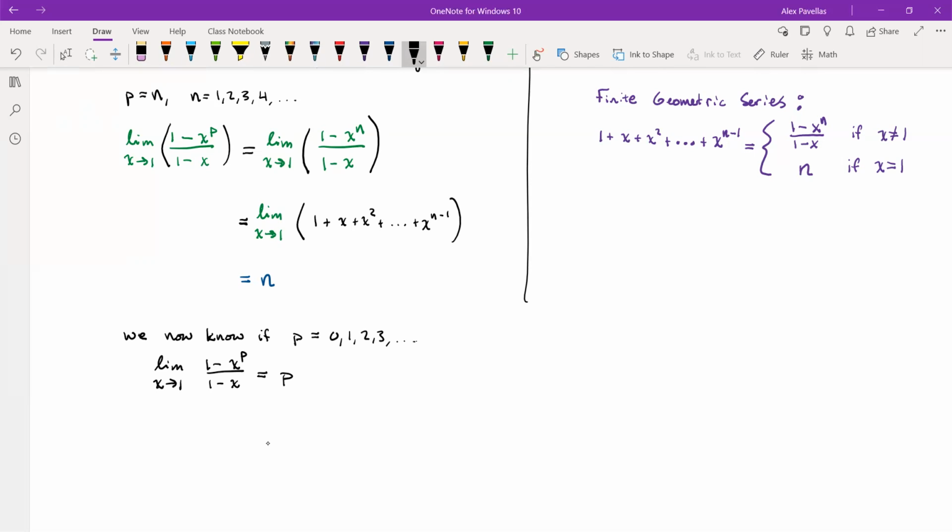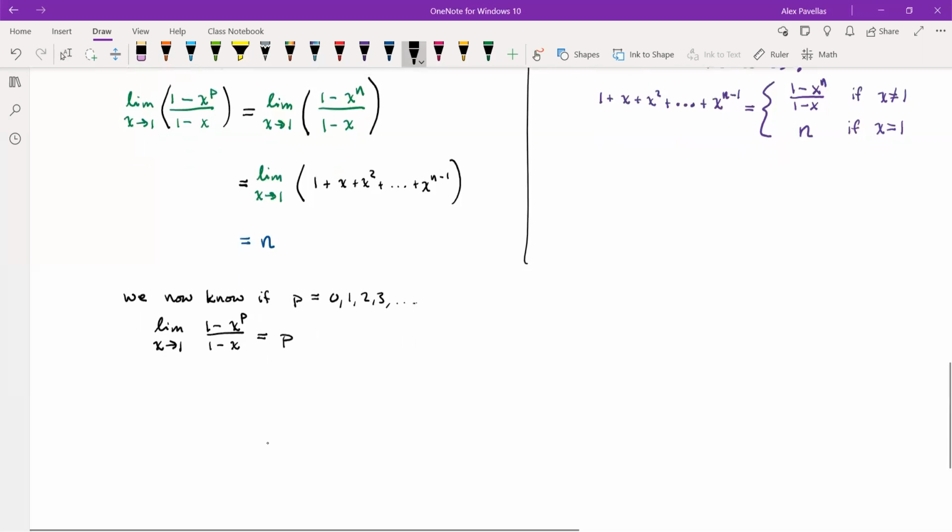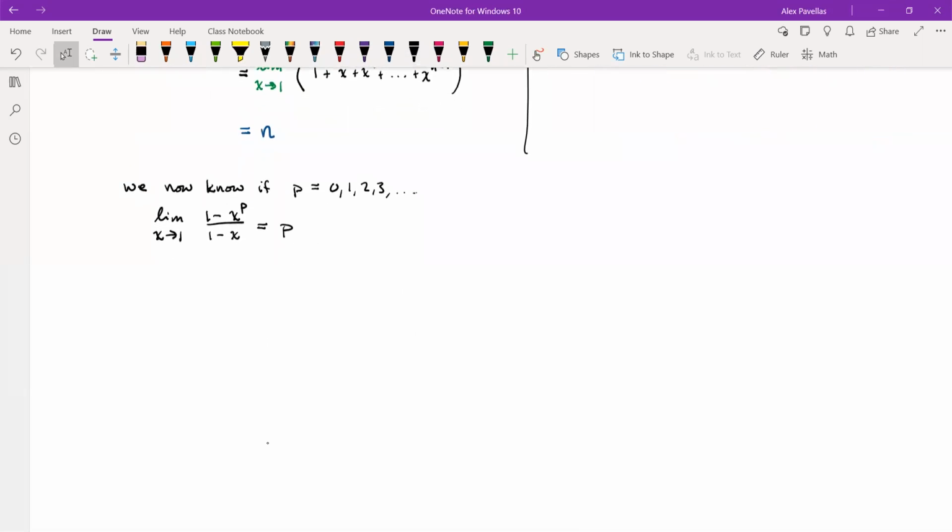So now let's do this for negative integers. We can use this as a known fact, so we don't have to redo all of the stuff. The next thing is, well, what if p is a negative integer? If we want to work this out, we'll say p is equal to negative n, where n is a positive integer, so n is 1 or 2 or 3 or 4, etc.